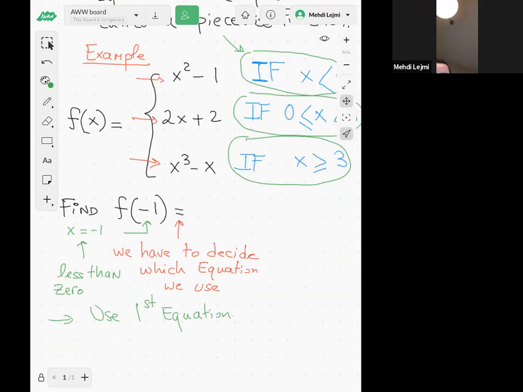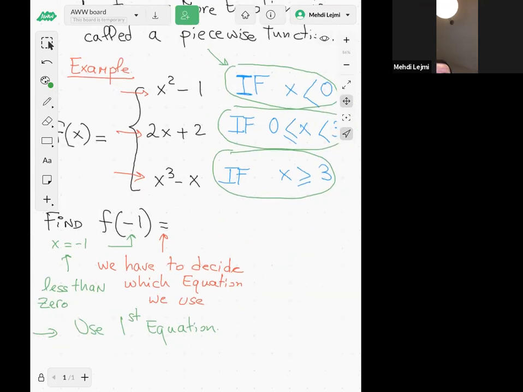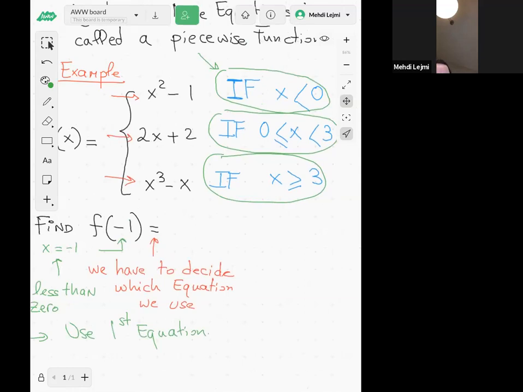Okay, and actually you cannot use the second equation because the condition for the second equation is that your x is, as you can see here, between 0 and 3. But my x is -1. It's not between 0 and 3, right? So this condition here is not satisfied. That's why I cannot use the second one. And the same for the third. The condition is my x is larger than 3. But my x here is -1, and -1, of course, is not larger than 3. So that's why I'm not allowed to use the third equation. So the only equation I'm allowed to use is the first one, because my x is less than 0.